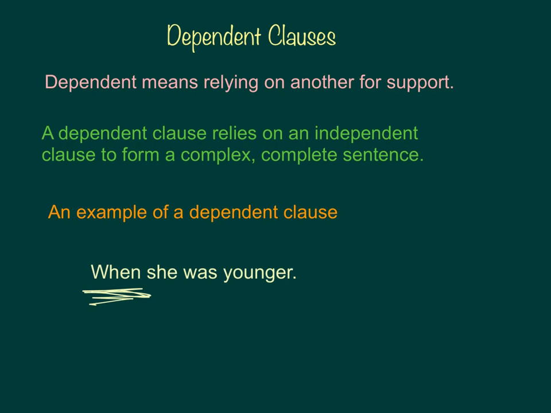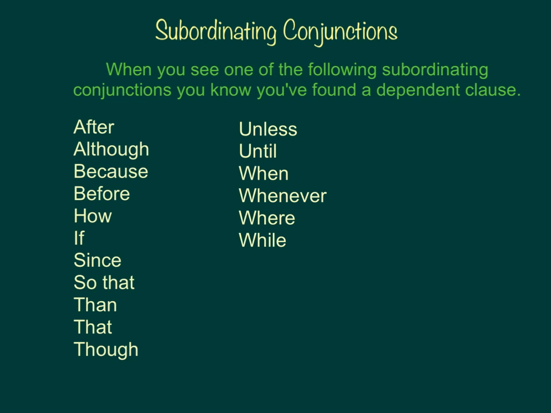Let's move on and talk about subordinating conjunctions because there's a lot more than just the word when. Here is a list of subordinating conjunctions. When you see one of the following subordinating conjunctions, you know you found a dependent clause. Some of the words include after, before, when, whenever, while, that, because. Let's use because as our example.